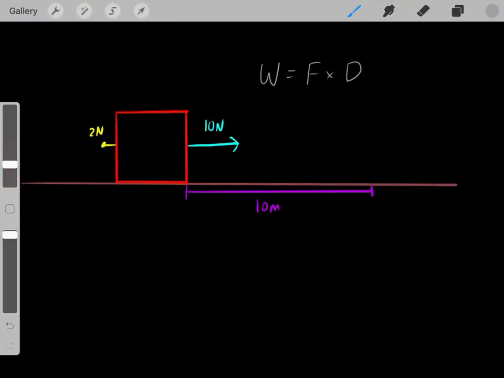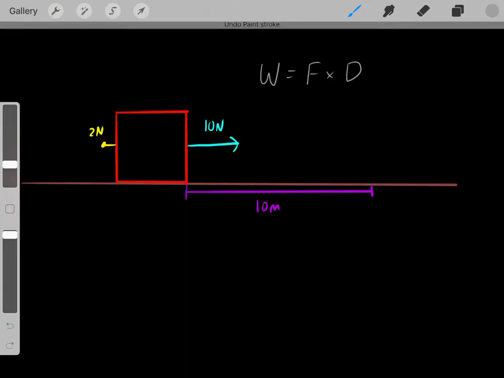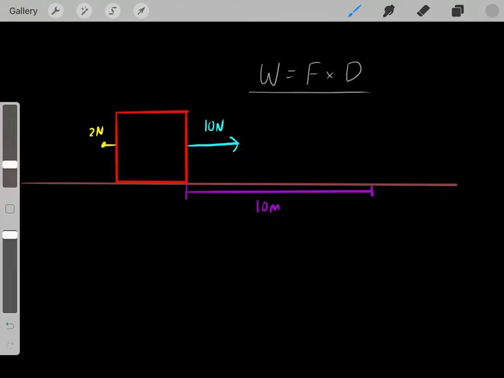So in this equation, I want to go over work, and we know the equation for the work done on an object is the force times the distance. So what does this equation mean, and what does this equation tell us?